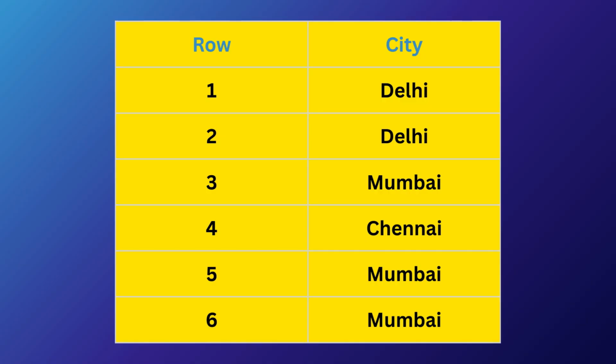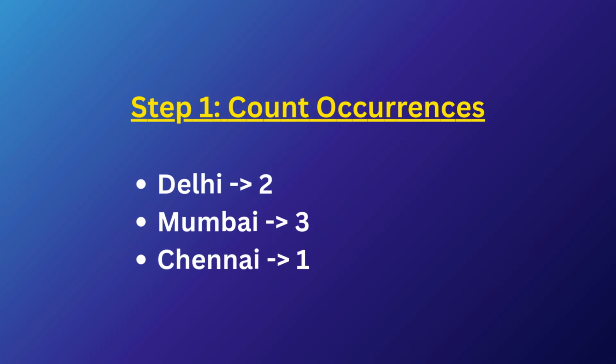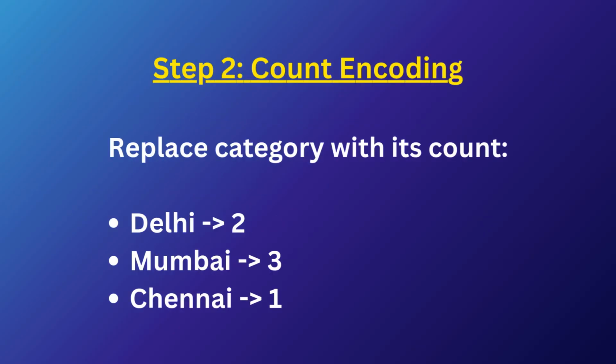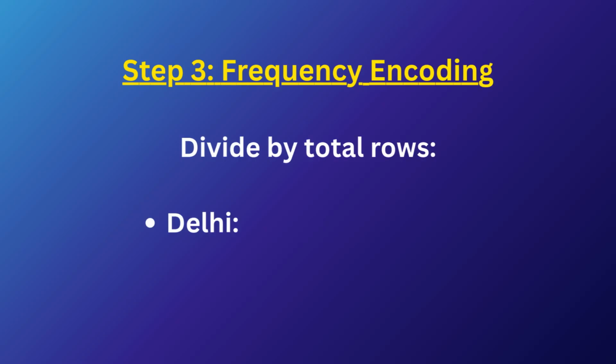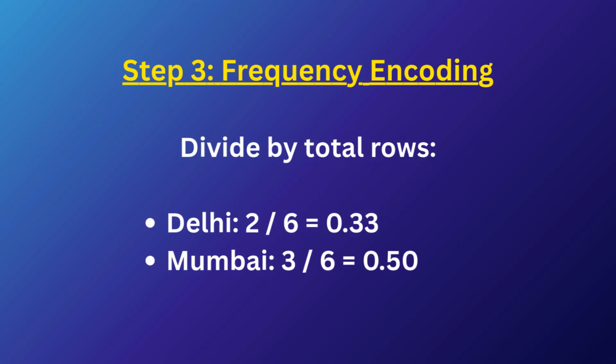Let's take a simple example, the dataset. Now, let's calculate the frequency encoding. Step 1, count occurrences. Step 2, count encoding. And step 3, frequency encoding. Divide by total rows. So for Delhi, the value is 0.33, for Mumbai 0.50, and for Chennai 0.17.